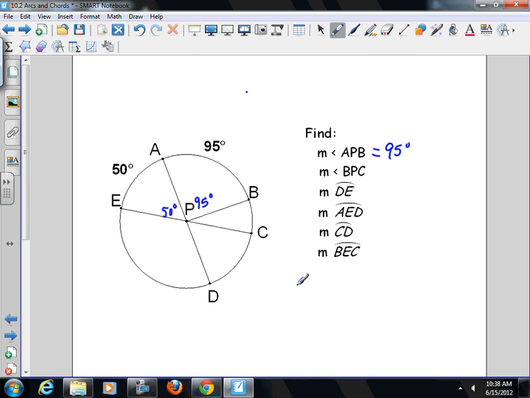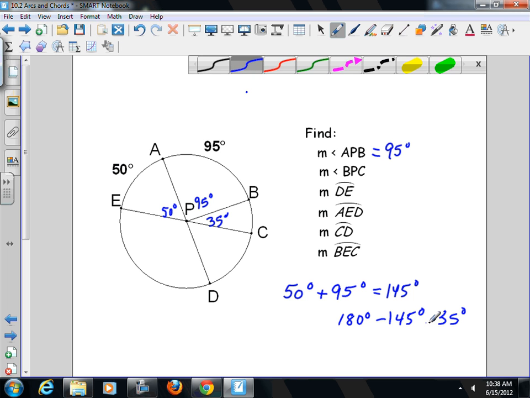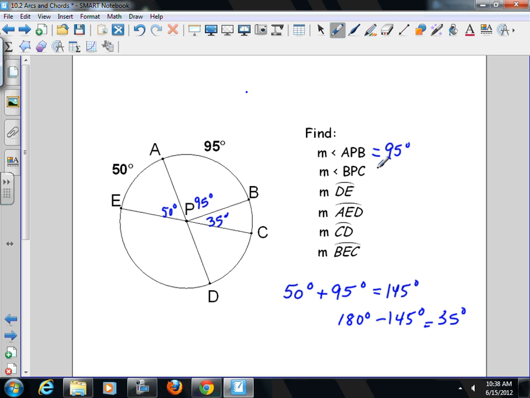So let's do that. So we're going to say 50 plus 95 gives me 145 degrees. 180 degrees minus 145 gives me 35 degrees. So we know that the measure of central angle BPC would be 35 degrees.